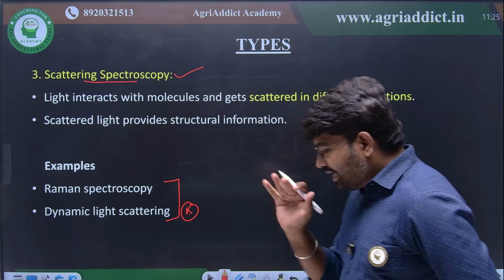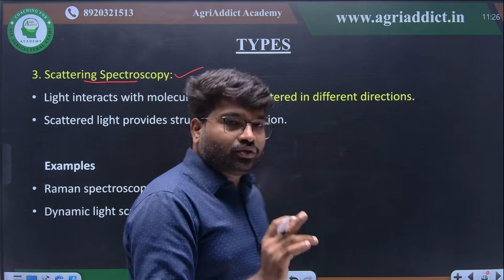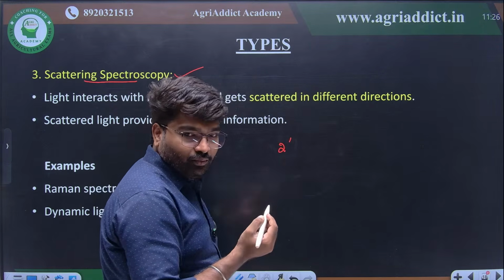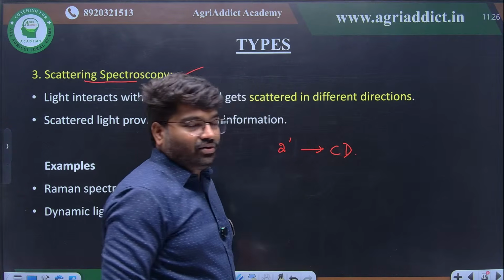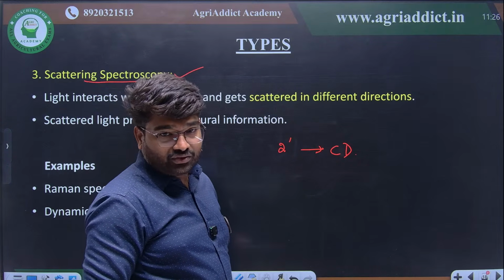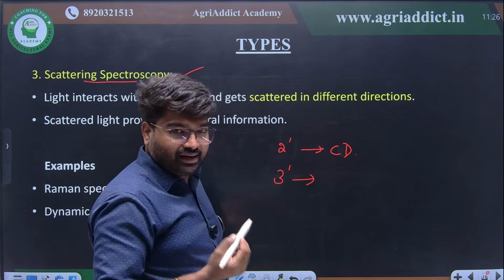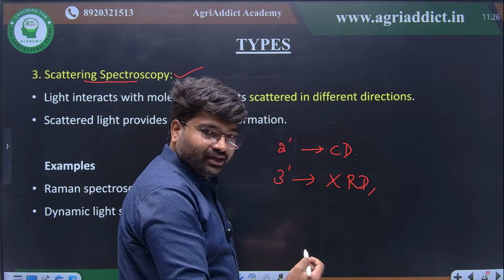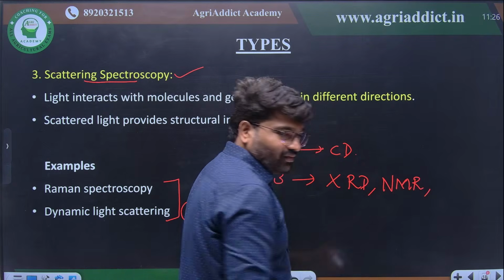Then another most important objective I want to mention here. If you want to determine the secondary structure of proteins, we can use circular dichroism. Circular dichroism spectroscopy we can use. If you want to determine the tertiary structure of a molecule, we can use XRD, X-ray crystallography. NMR, nuclear magnetic resonance, we can use.